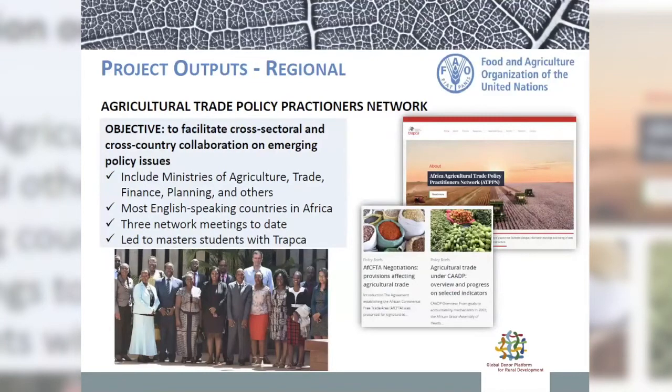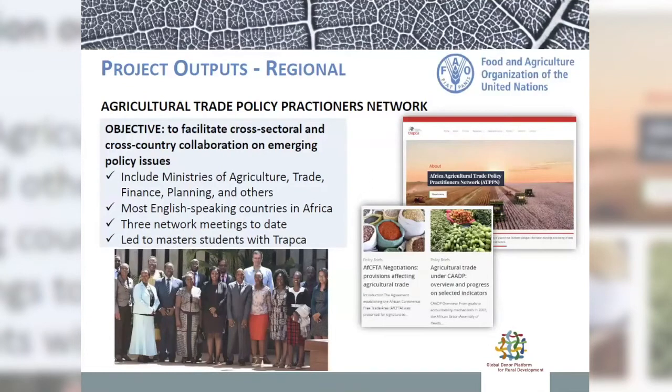We want to have newsletters that TRAPCA is preparing in collaboration with the FAO, and some policy briefs. For instance, we had the policy brief on the continental free trade area. So we are trying to have these products that will allow discussion between the members, but also the participation of the members.